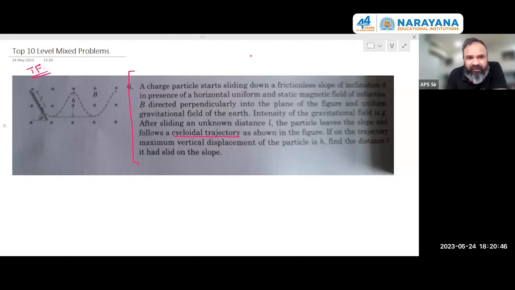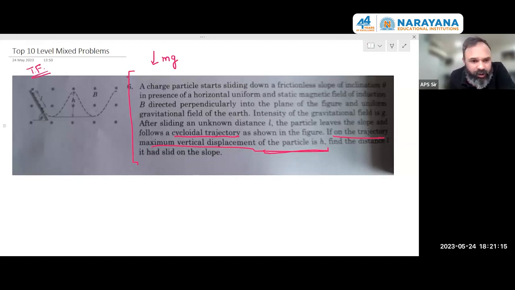We can even justify why he's saying that the trajectory is cycloidal. Because this is a very standard problem where you have one force which is downward, which is because of gravity, which is constant, and another qv cross B because of the velocity of this particle at different locations. Now, the question is, if on this trajectory, the maximum vertical displacement of the particle comes out to be h given, can we find out the distance?